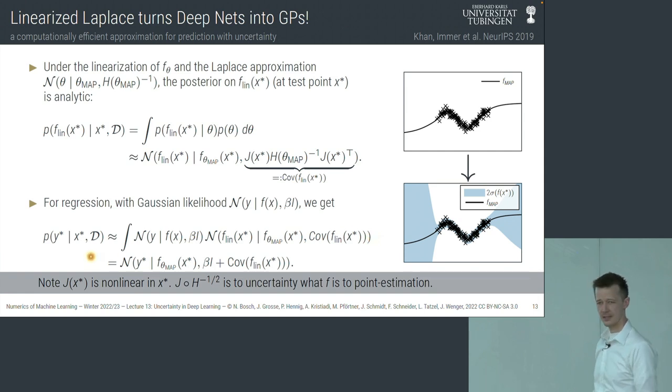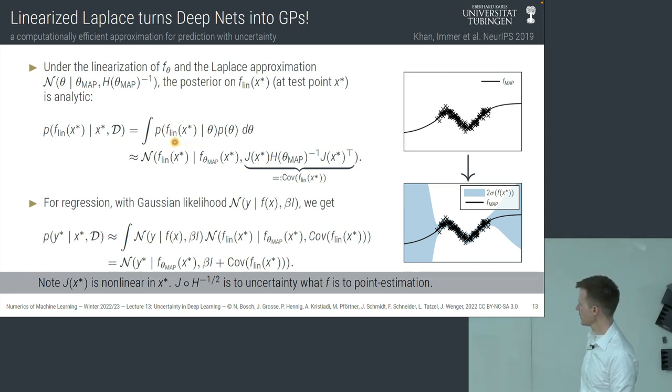And Gaussians against Gaussians are just Gaussians, so we end up with a Gaussian prediction. So the title of the slide says it. If you're combining linearization in the weight space with a Laplace approximation on the weights, you're getting a Gaussian model, a Gaussian process from your deep neural network. A Gaussian process where the mean function is given by the output of the deep neural network, and the covariance function is given by, well, this thing.